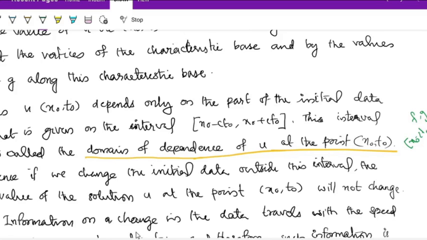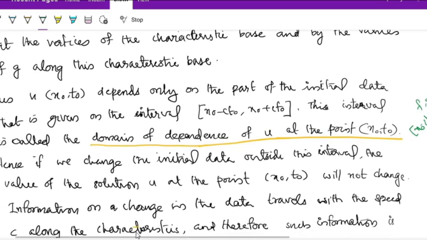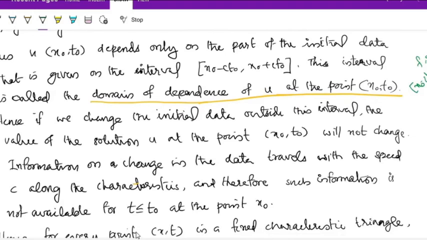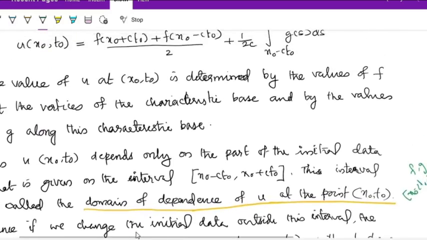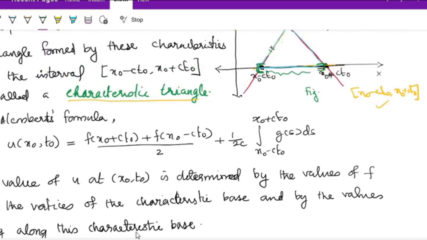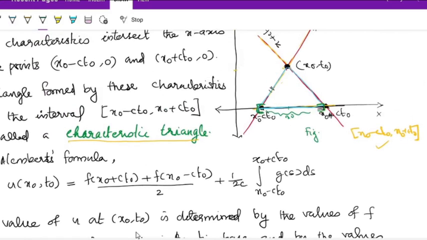the solution of u at the point x naught, t naught will not change. This is because we know that the information on a change in the data travels with a speed of c along the characteristics, and therefore such information is not available for t less than or equal to t naught at the point x naught. Now let this be the point x naught, and this is the point t naught.